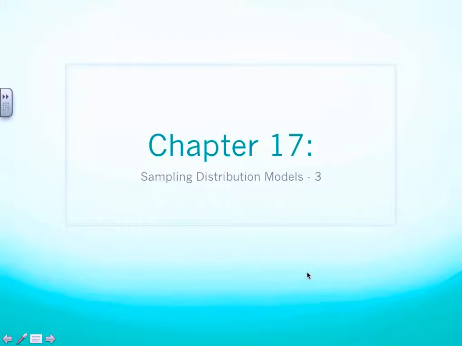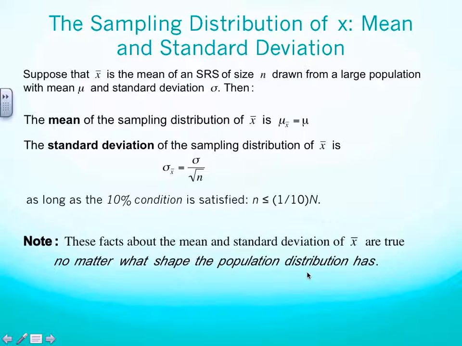Okay. Next video on sampling distribution. This time we will focus on the sampling distribution of our mean. Suppose that our sample mean, X bar, is the mean of an SRS of size n, drawn from a large population with mean mu and standard deviation sigma.